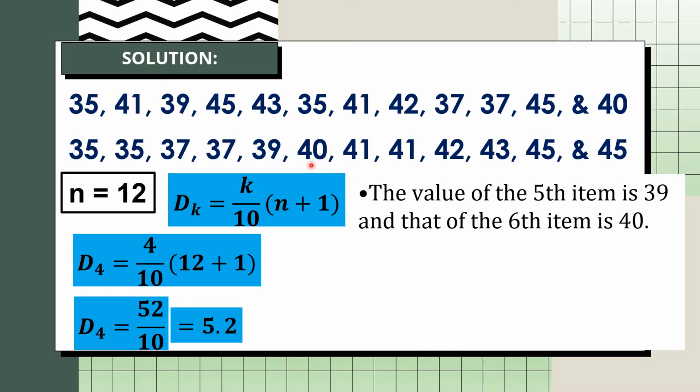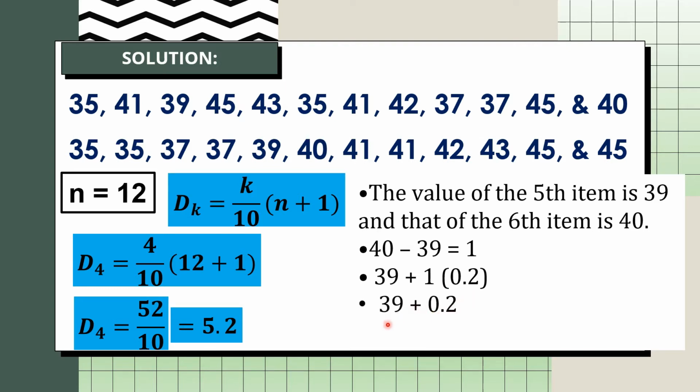So, it means yung value ng pang 5th item natin is 39 at ang pang 6th item natin is 40. Next step, kailangan natin i-subtract ang 5th at ang 6th item. So, we have 40 minus 39 is equal to 1. Tapos, yung difference na nasolve natin, yun ang i-multiply natin sa decimal part ng ating decile position. So, that is 1 times 0.2, and 1 times 0.2 is 0.2. Tapos, add natin sa pang 5th item, which is 39. And 39 plus 0.2 is 39.2. It means, ang 4th decile natin is 39.2.